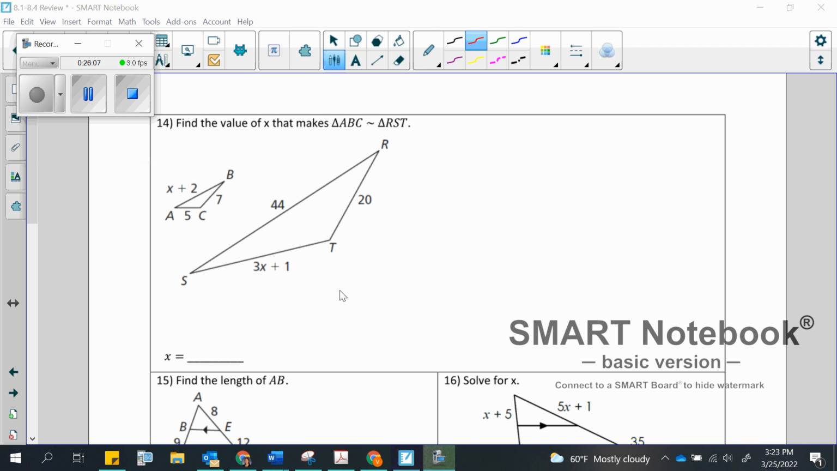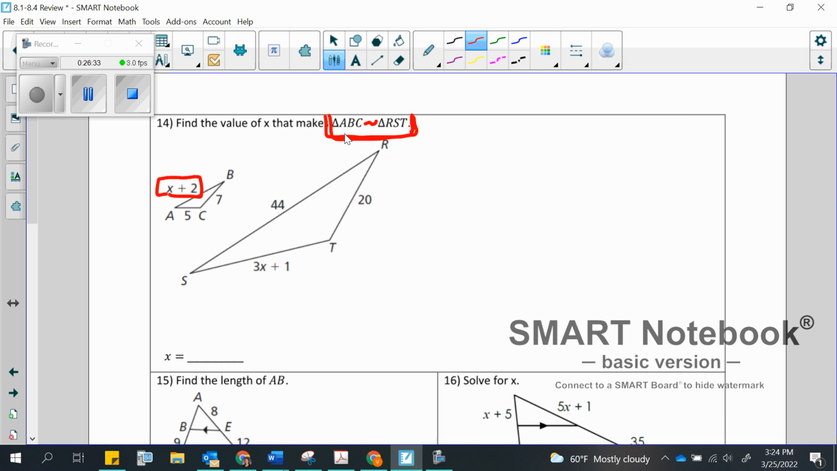The last page says, find the value of X that makes triangle ABC similar to triangle RST. So looking at this, the very first thing we want to do is say, they're giving us essentially a similarity statement, and they're saying, hey, can you make them similar to each other? And this would be the similarity statement. So let's match up the corresponding sides.